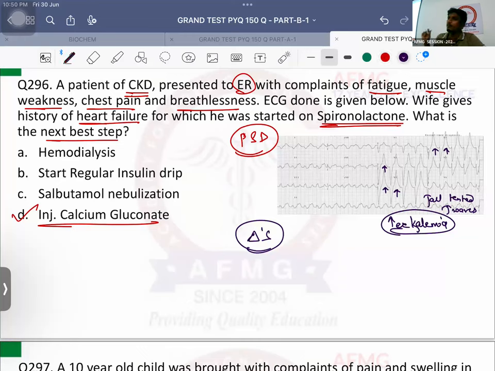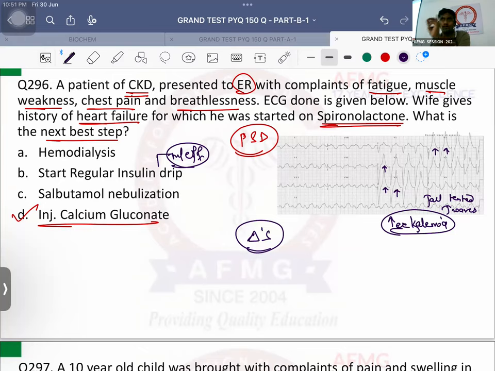If they ask what the most effective drug is, the most effective drug is insulin. Why? Because calcium gluconate will not decrease the levels of potassium; it will only antagonize potassium. Potassium is a relaxing ion, but calcium is a contracting ion. Therefore, with more potassium, the heart is relaxed and there is a diastolic arrest in the patient. If you want the heart to contract, we need to give calcium. So it will not decrease the potassium.